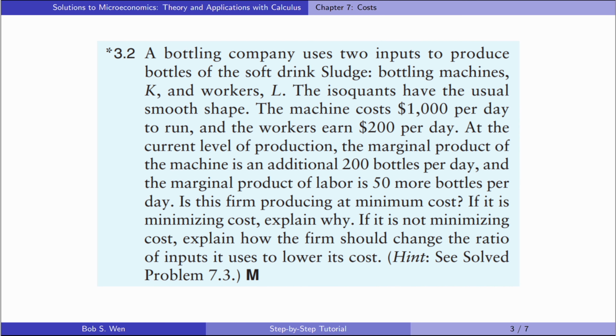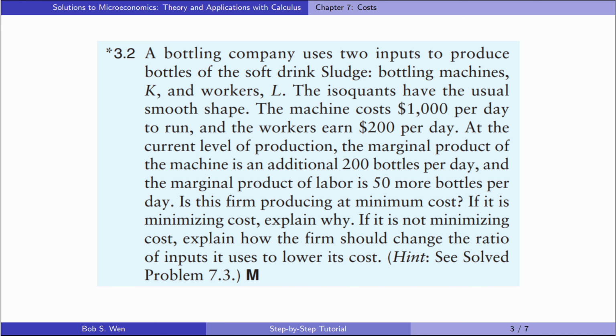Let's try exercise 3.2. A bottling company uses 2 inputs to produce bottles of the soft drink sludge: bottling machines K and workers L. The isoquants have the usual smooth shape. The machine costs $1,000 per day to run, and the workers earn $200 per day. At the current level of production, the marginal product of the machine is an additional 200 bottles per day, and the marginal product of labor is 50 more bottles per day.